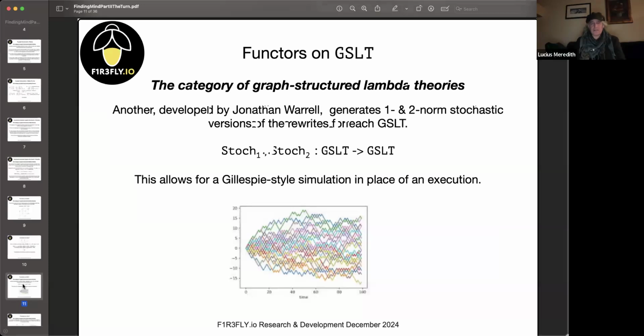So what we're saying is that we'll now give you probabilistic rewrites, and the kind of probability theory that you use can either be 1 norm probability theory, which is our usual notion of probability, or 2 norm, in which case it's quantum. And the way we do this modification of the graph structure rewrite theory allows for Gillespie style simulation in place of execution. So rather than run it, we can simulate stochastic versions of the execution using a generalized form of Gillespie's algorithm.